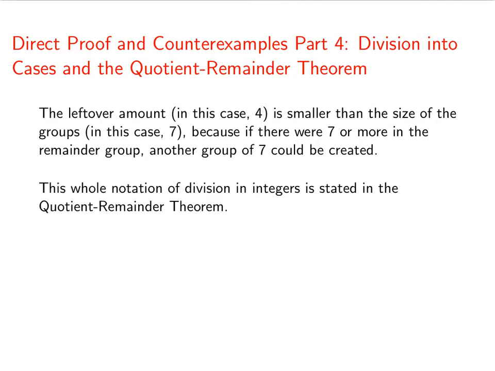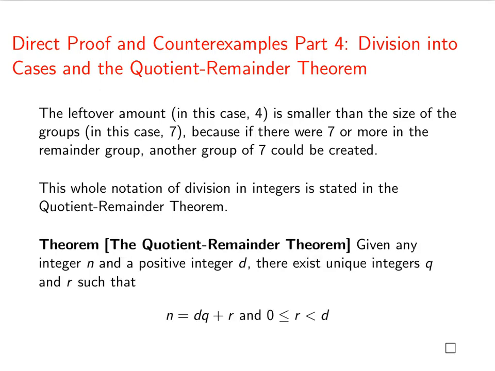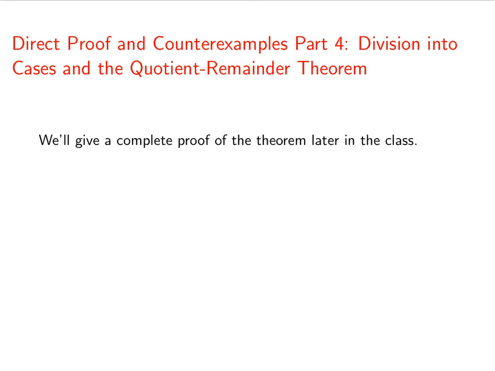So this whole concept of division in integers is stated in the quotient remainder theorem. The theorem says that given any integer n and a positive integer d, there exist unique integers q and r such that n is equal to d times q plus r. And then the remainder has to be a non-negative integer, but it has to be smaller than d. It has to be smaller than the divisor. Now we're going to give a complete proof of this theorem later in the class. Right now we want to just focus on using the theorem.